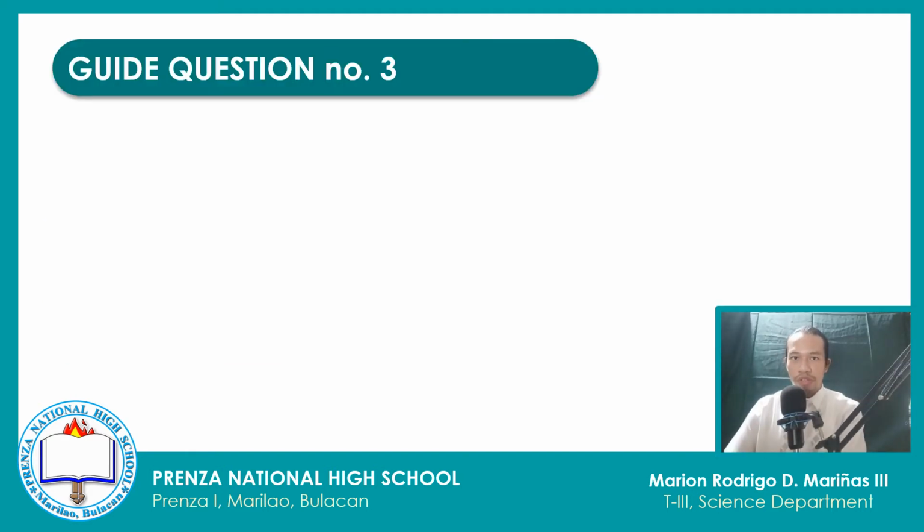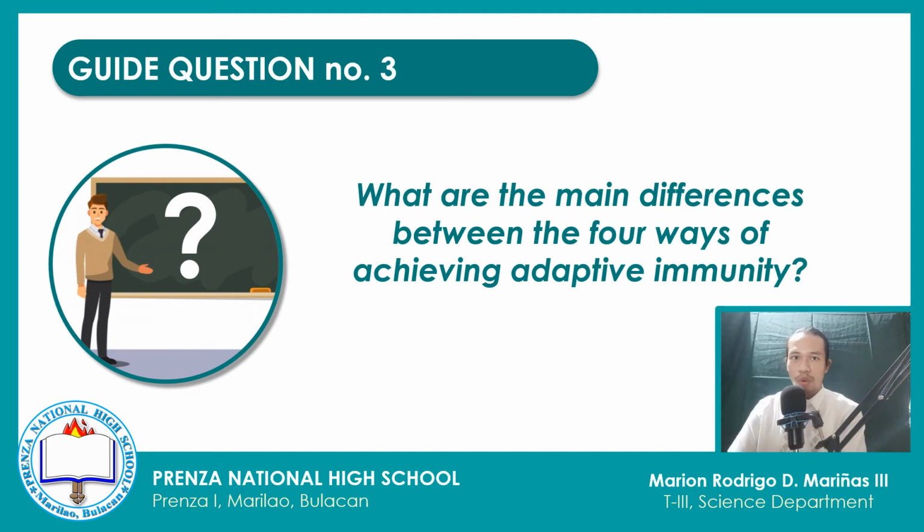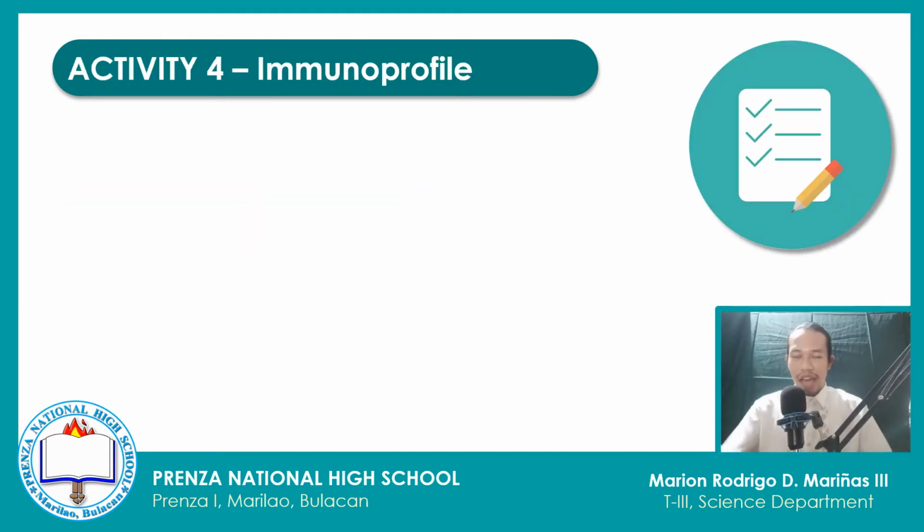Before we proceed to the next part of our discussion, please answer this question using 1 to 3 sentences only. The question is, what are the main differences between the 4 ways of achieving adaptive immunity? Please write your answer on your activity sheet. You may pause this video while answering, and once you're done, you may now proceed watching the next part of the video lesson. Let us have again an activity.